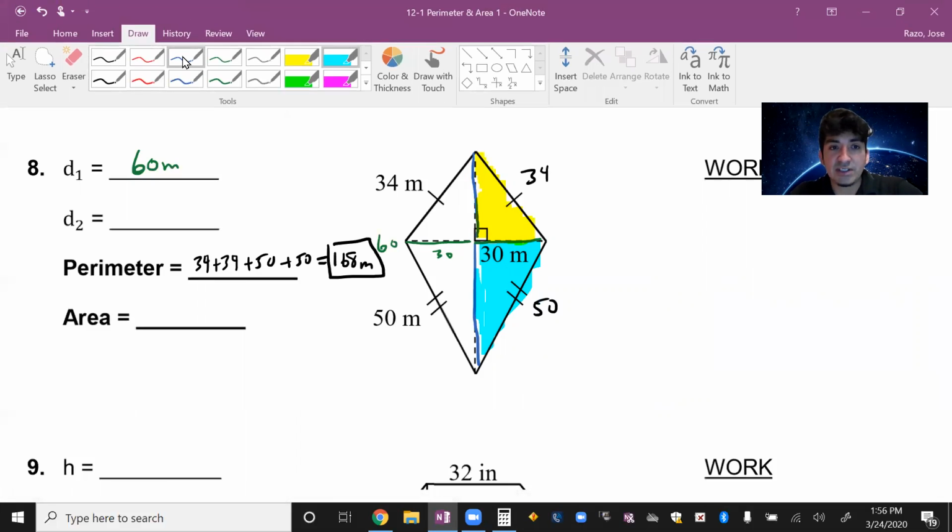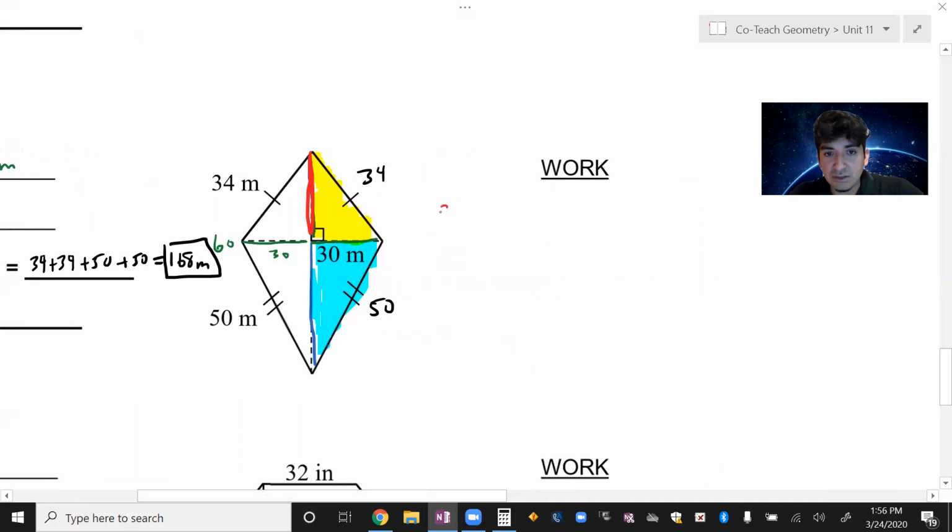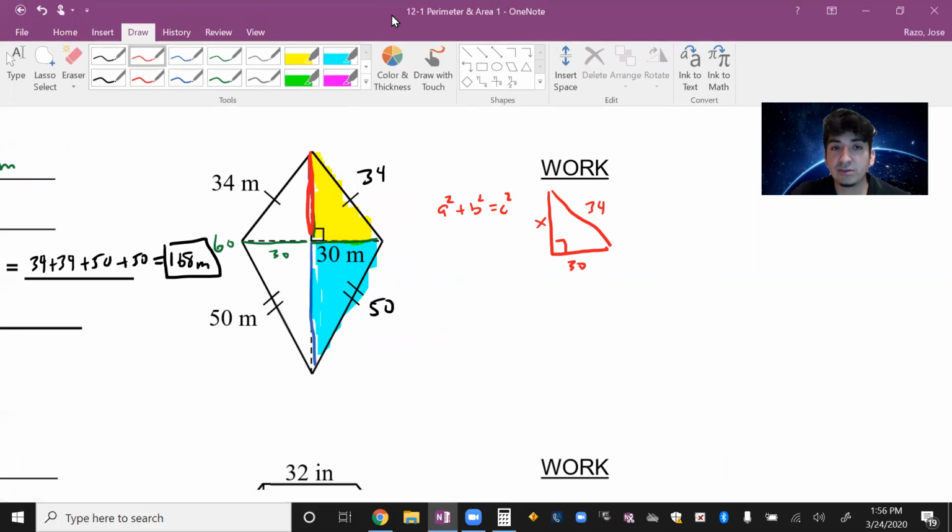Now, what happens here is that we need to find out what this height is, and we don't know what it is. So we're going to use the Pythagorean theorem, a squared plus b squared equals c squared, and that deals with this triangle. So we have 30, 34, and that's x. So as you're going with it, we want to use the Pythagorean theorem with this. So let's zoom in a little bit.